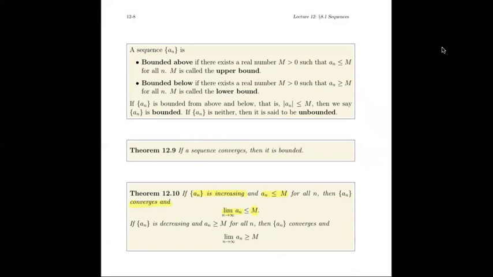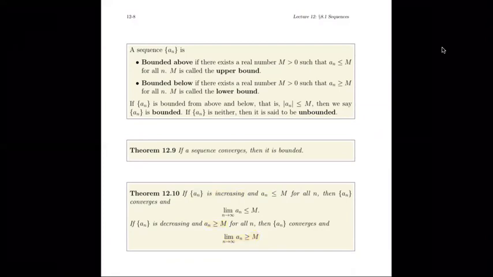It's got a ceiling above it, and all those points that are moving towards that value of m are trapped below that, but they still have to increase towards it. So that's going to converge. Similarly, for decreasing and bounded below, then the limit exists, or in other words, the sequence is convergent, and we at least know this bound on its limit. We know that its limit is greater than or equal to that lower bound.